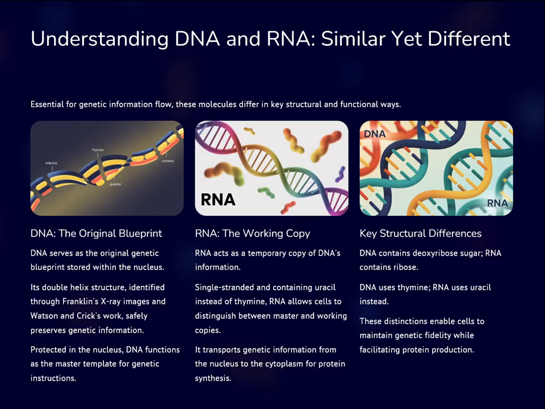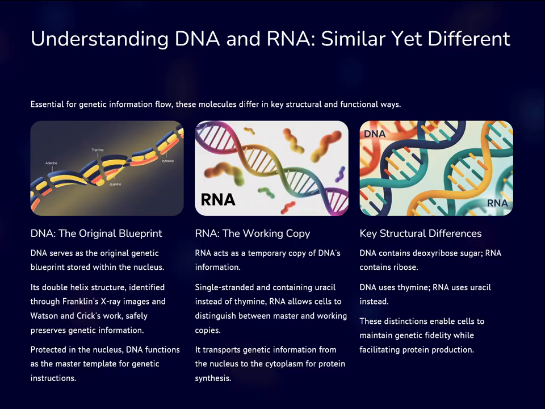Also note the base pair differences. DNA uses thymine, represented by a capital T, but RNA uses uracil, represented by a capital U. This is important for recognizing RNA sequences, and it helps the cell know it's working with a copy, not the original instructions.